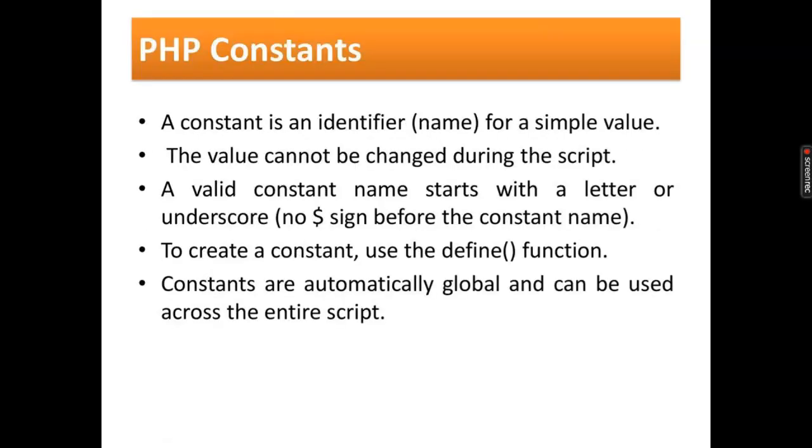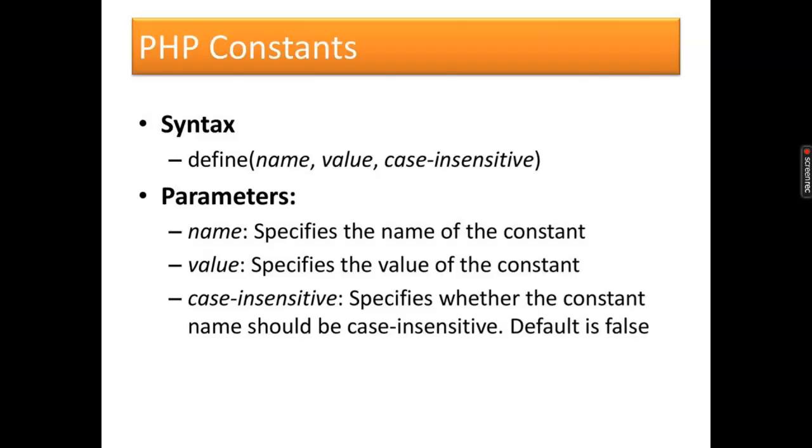These are PHP constants. A constant is an identifier for a simple value. The value cannot be changed during the script. A valid constant name starts with a letter or underscore, with no dollar sign before the constant name. To create a constant, use the define function. Constants are automatically global and can be used across the entire script. Define takes the name of the constant, the value of the constant, and case insensitive, which specifies whether the constant name should be case insensitive or not. By default it is false. You need to make it true.